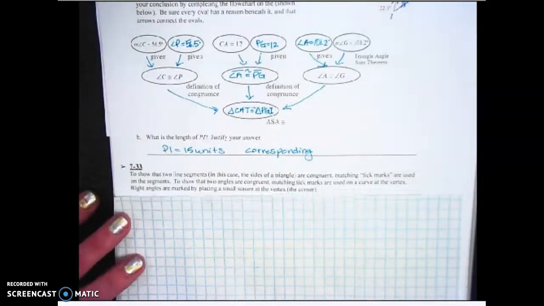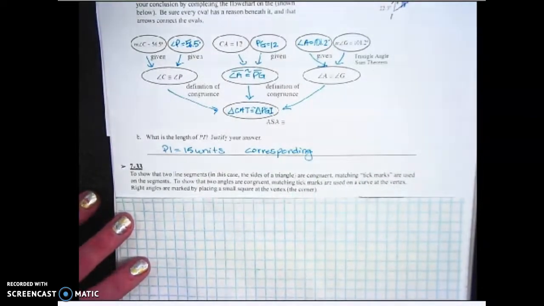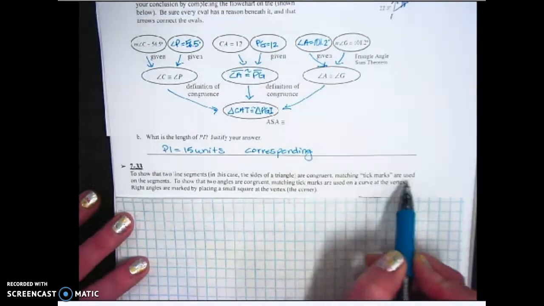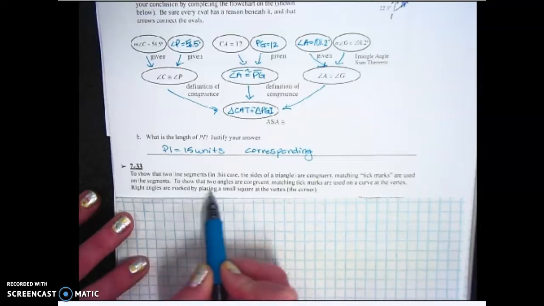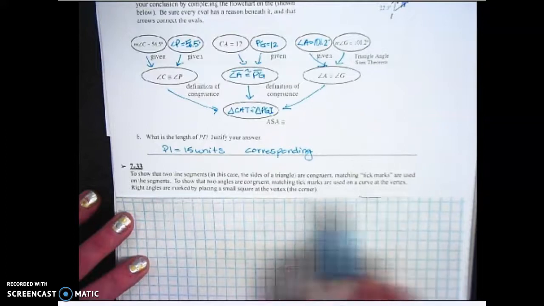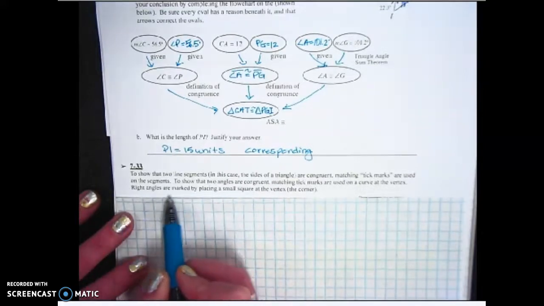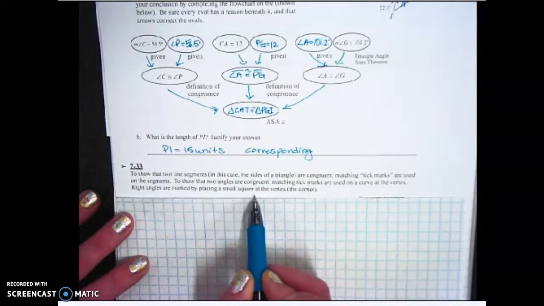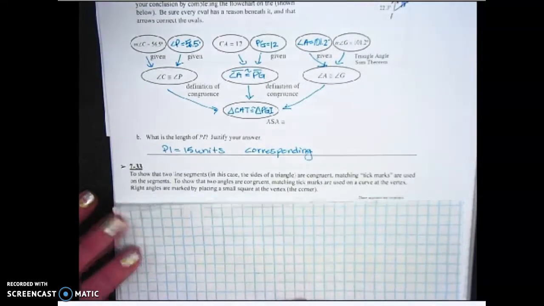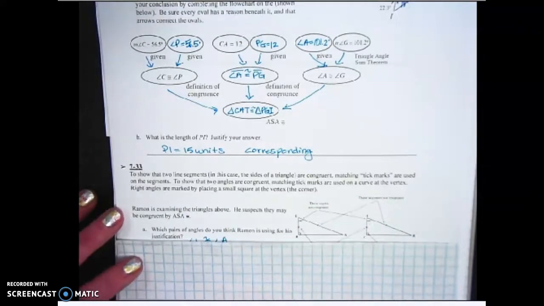Question 7. To show that two line segments, in this case the sides of a triangle, are congruent, matching tick marks are used on the segments. To show that two angles are congruent, matching tick marks are used on a curve at the vertex. Right angles are marked by placing a small square at the vertex in the corner. We've already talked about that little box, right? Okay, so here we go.